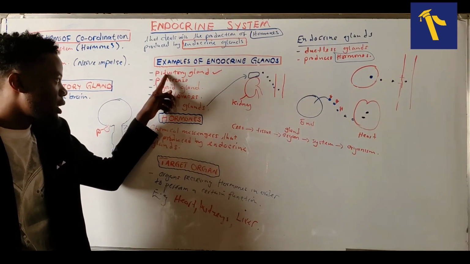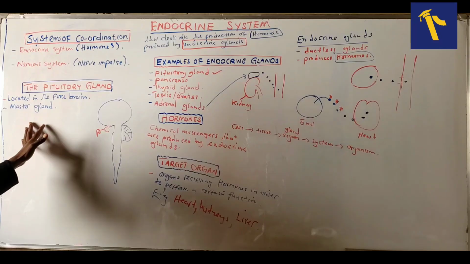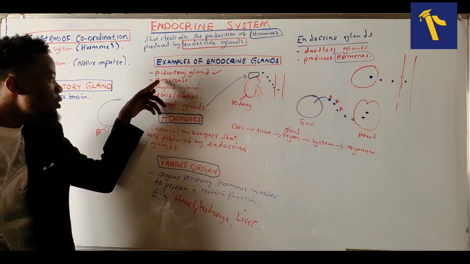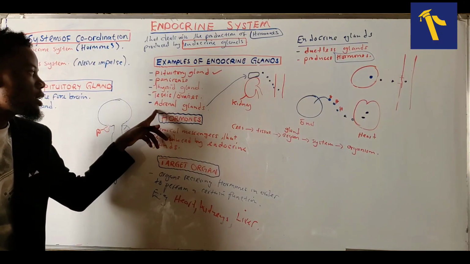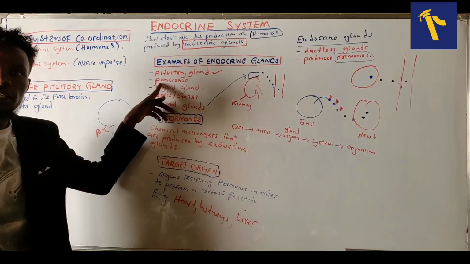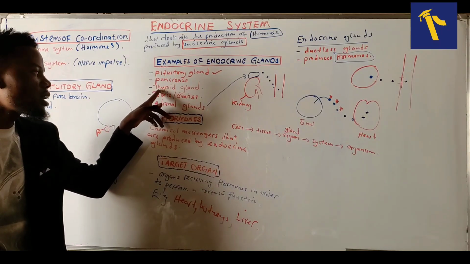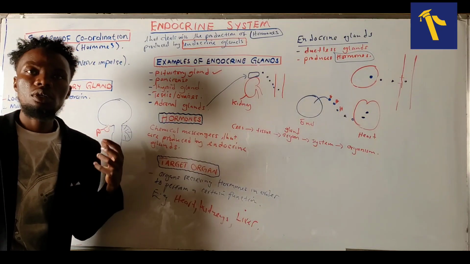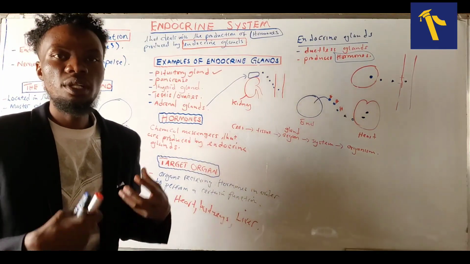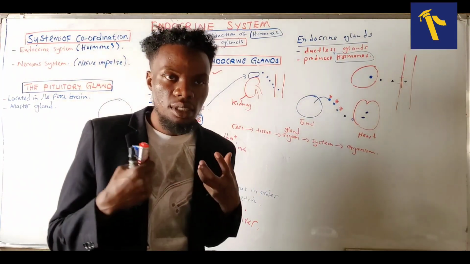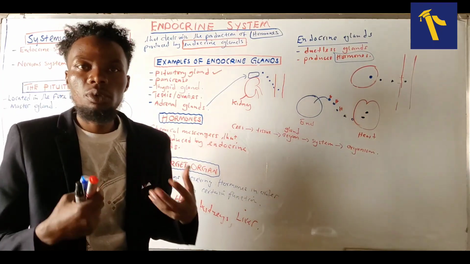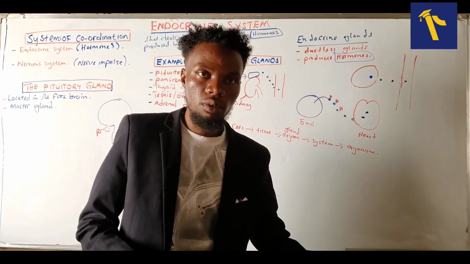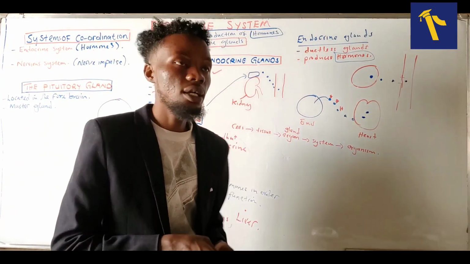The reason why the pituitary gland is called the master gland is because it is able to control these other endocrine glands. It is able to control the pancreas to function. It is able to control the thyroid gland, testes, adrenal gland. That's why it is called the master gland, from the word master. Master means someone or something that's able to control other things. So no wonder it's called the master gland.